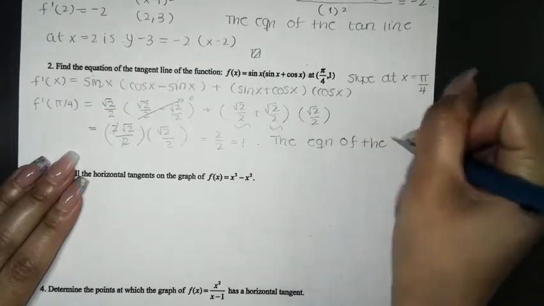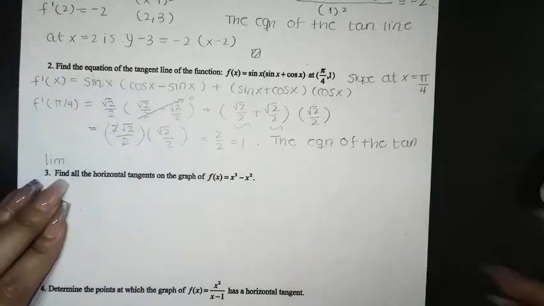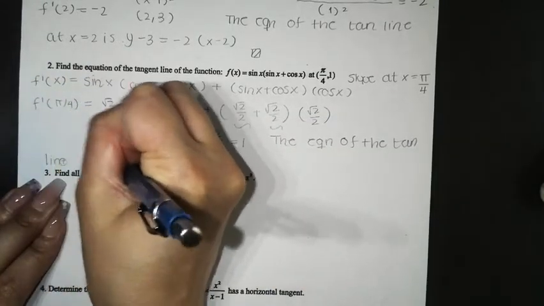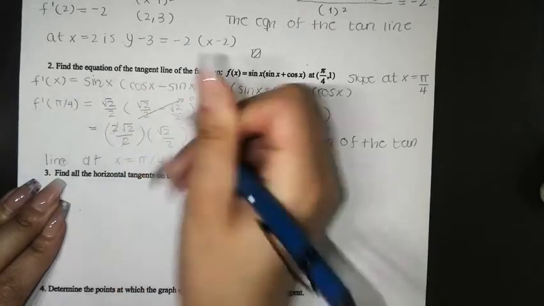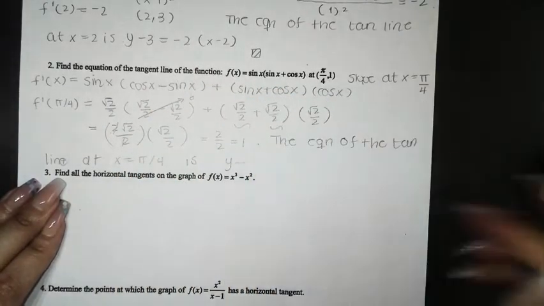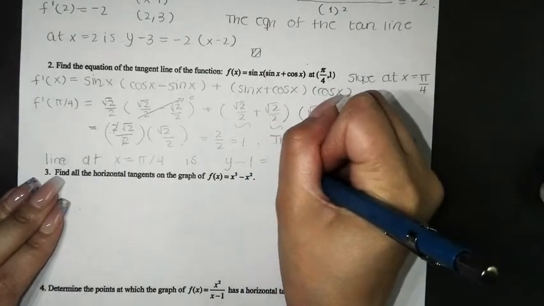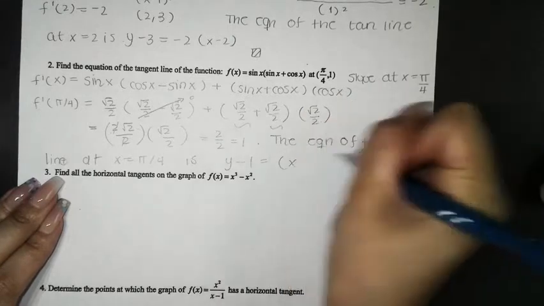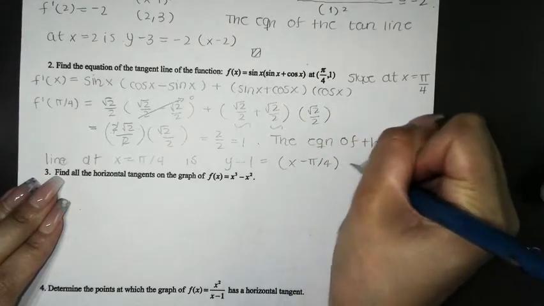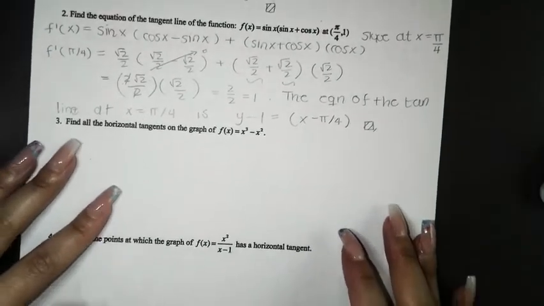The equation of the tangent line at x equals pi over 4 is going to be what? It's going to be y minus 1 equals 1 times parentheses, x minus pi over 4, and that's pretty much it. Okay, so let's move on to number 3.